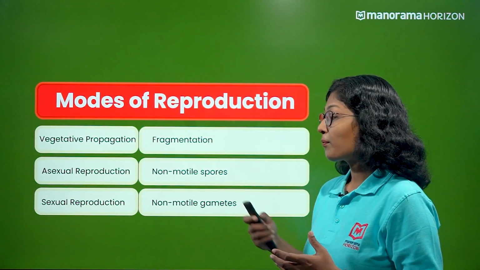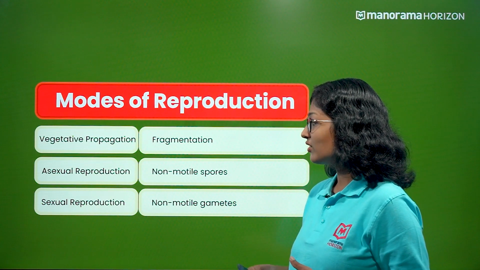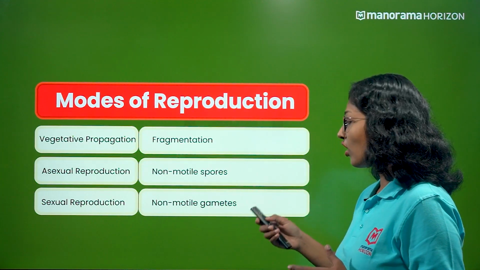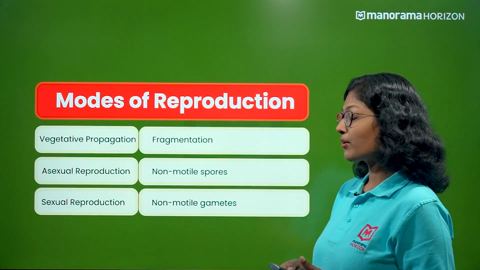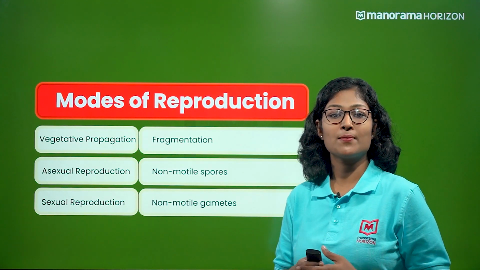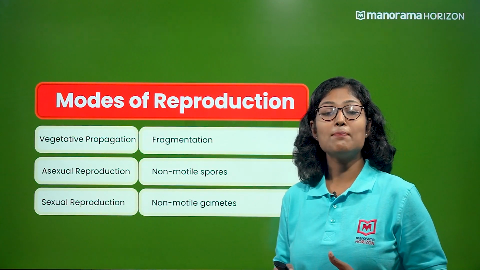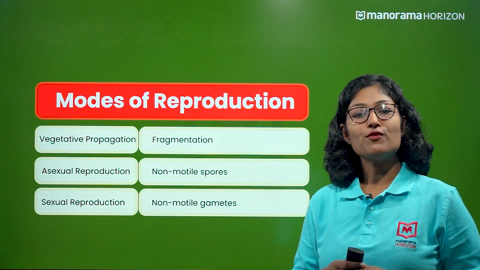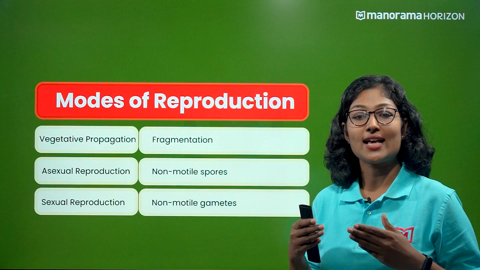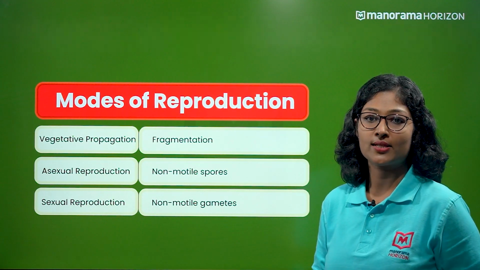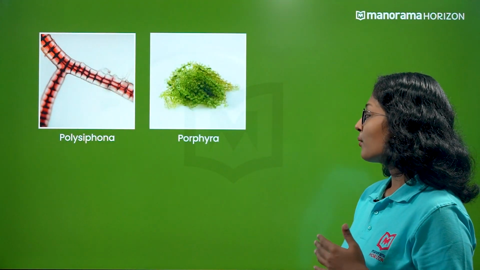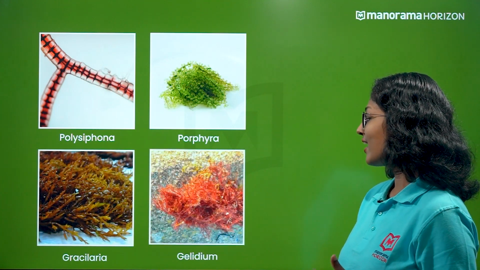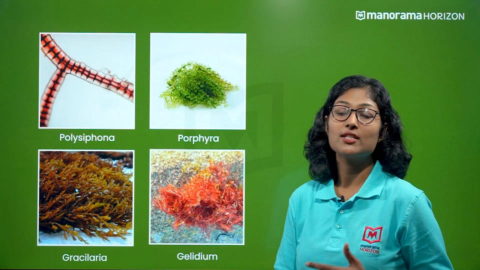Vegetative reproduction or propagation takes place through fragmentation, asexual reproduction through non-motile spores, and sexual reproduction through non-motile gametes. The non-motile gametes help in sexual reproduction and are of oogamous type. The post-fertilization development takes place as the structure is more complex. Polysiphonia, Porphyra, Gracilaria and Gelidium are a few examples of this class. The study of algae is called phycology.